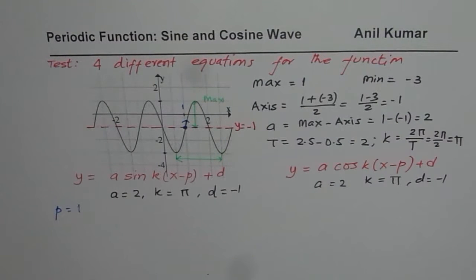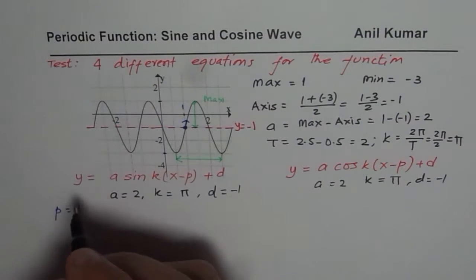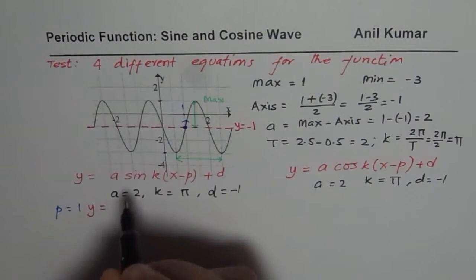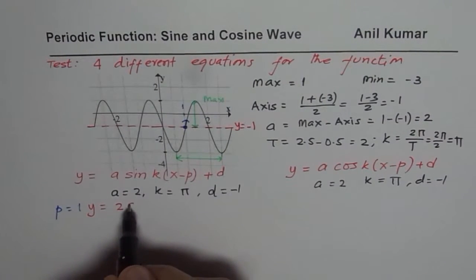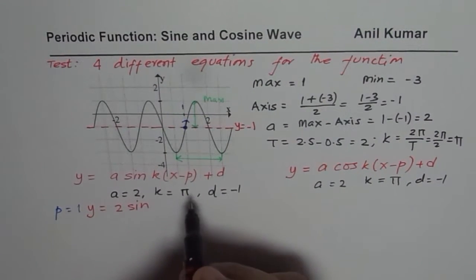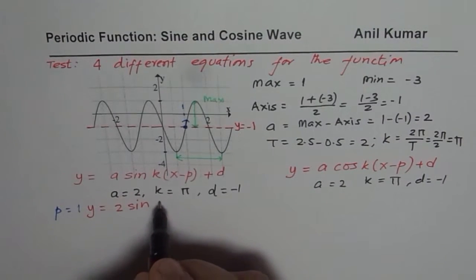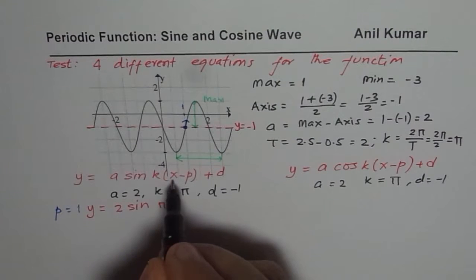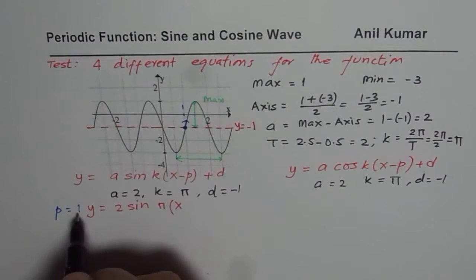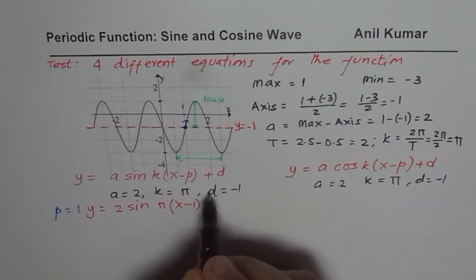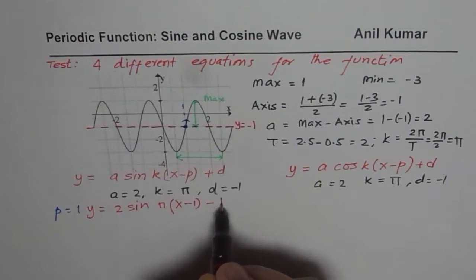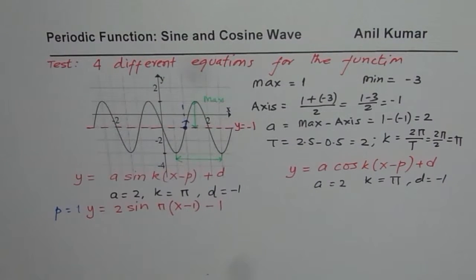If I write p equals 1, I can write down my first equation, which is y equals a sine of k, which is pi. So we'll write pi, and x minus 1, that is the value of p, plus d, which is minus 1. Do you see that? So I get my first equation.